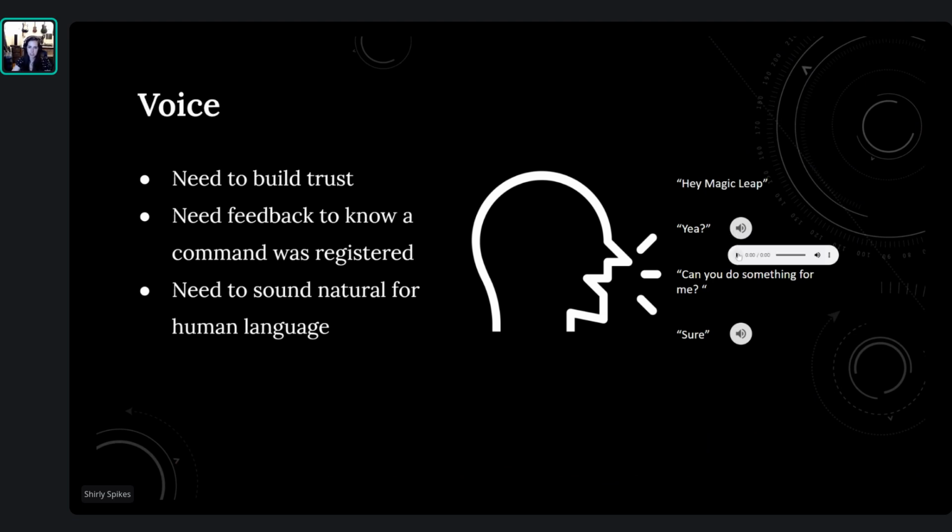Let's hear it. Hey, Magic Leap, can you do something for me? Again. By pairing the sound and creating a language, I can tell the users, I know what you mean. I understood the assignment. I'm going to do what needs to be done. So please do not neglect voice. It's a huge opportunity to create a really meaningful experience.